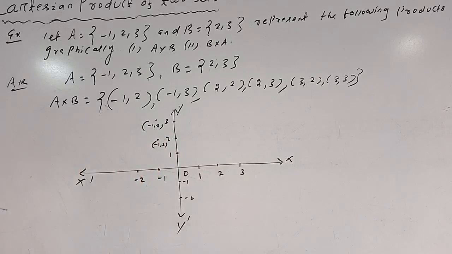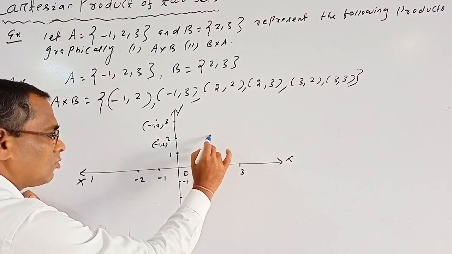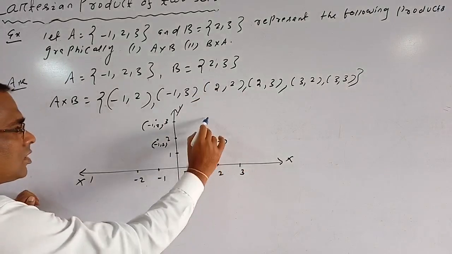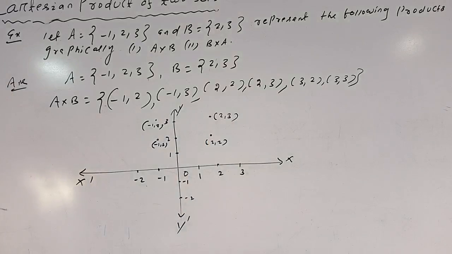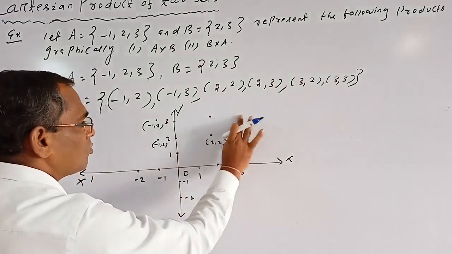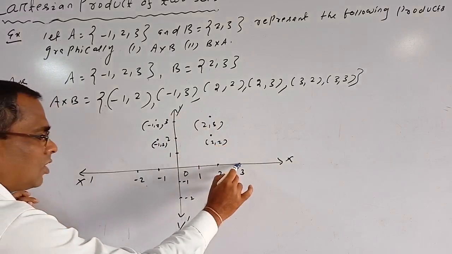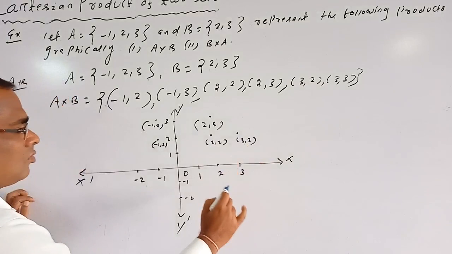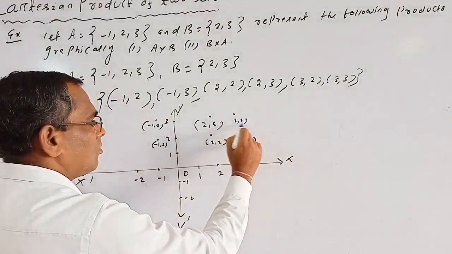Okay. Next (2, 2). X coordinate 2, y coordinate 2. This point is (2, 2). Then (2, 3). This point is (2, 3). Now another point, (3, 2). X coordinate 3 and y coordinate 2. This one is (3, 2), and this one is (3, 3). Okay. This point is known as (3, 3).